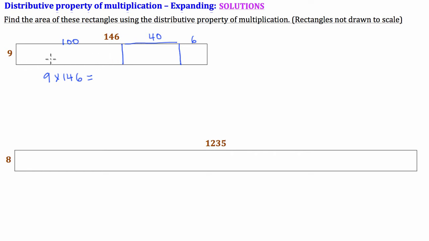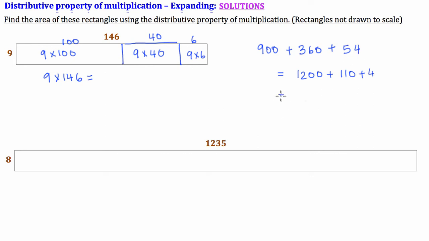So now the area of this rectangle is 9 times 100. The area of this rectangle is 9 times 40. And the area of this rectangle is 9 times 6. So 9 times 100 is 900, plus 9 times 40, which is 360, or 36 tens. And 9 times 6 is 54. And if we add these, we have 900 plus 300 is 1200, and then 60 plus 50 is 110, and plus this 4 here. So the total is 1314.